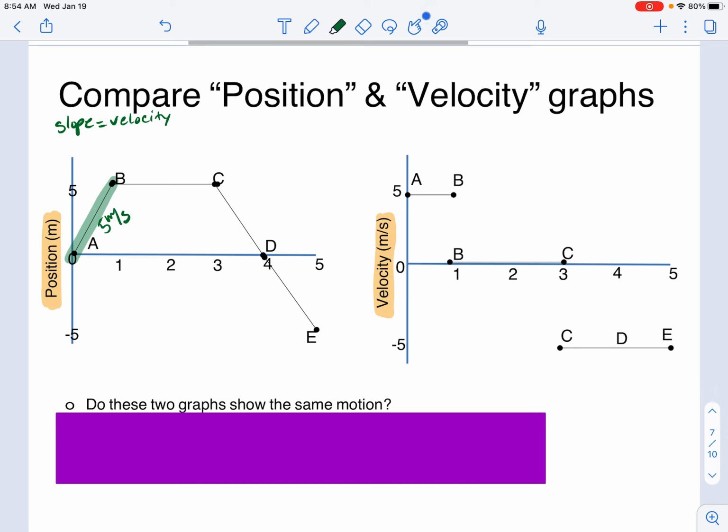If I look at my graph on the right, because my y-axis is titled velocity, this says for segment AB, we are steady at a velocity of 5 meters per second. And that is what the other graph showed. So these two are showing the same velocity for that first segment.